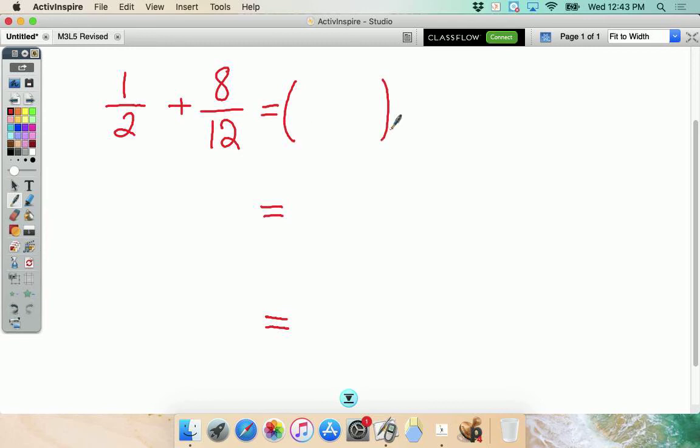I'm not going to choose 24 because I'm going to work smarter, not harder. So there's a little trick you can do where you don't even have to do your T-chart and your skip counting like I showed you yesterday. So I'm getting ready to show you that trick, okay?